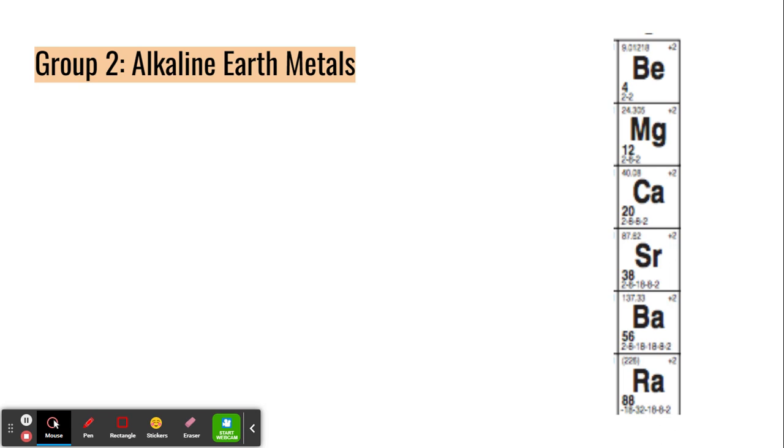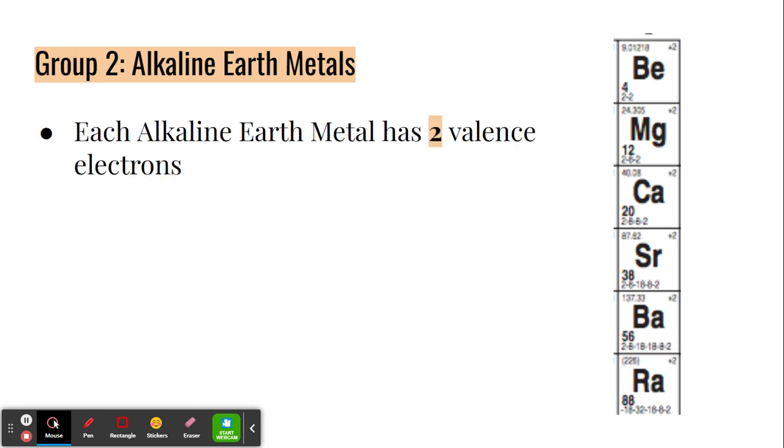Alkaline earth metals are the second most leftward column on the periodic table. They have two valence electrons. Thus, when they form an ionic compound, they will lose those two outermost electrons. Thus, they will become positive ions or cations with a +2 charge.